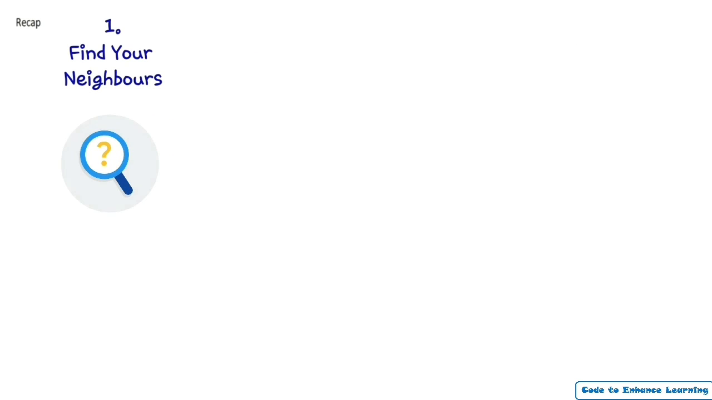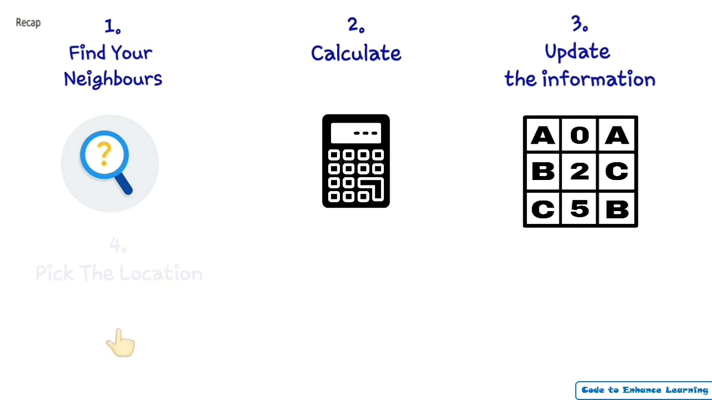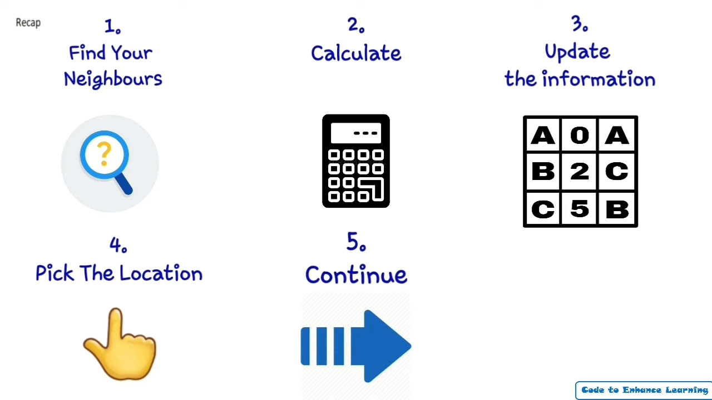Let's do a recap of what we have learned. First, figure out who your neighbors are and remove the neighbors that you have already visited. Second, calculate the distances to each of your neighbors, and if any of the distances are less than the existing distance, update the information in the table. Next, pick the location which has the least distance and visit that location. Continue till you have visited all the locations.